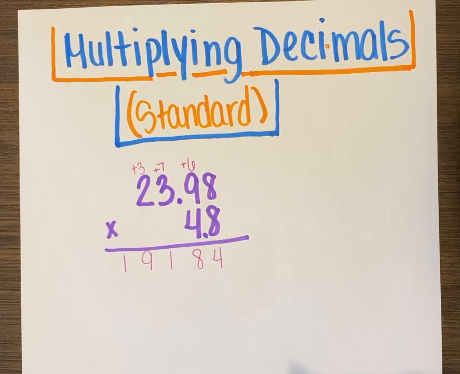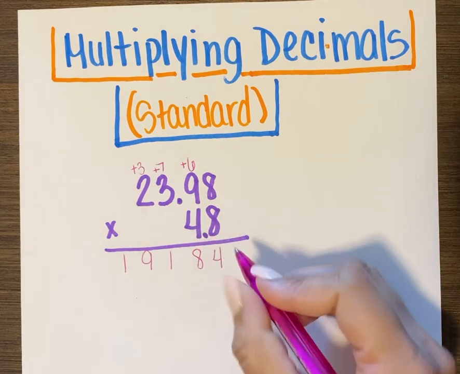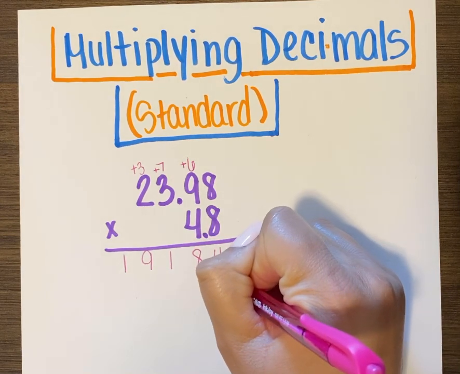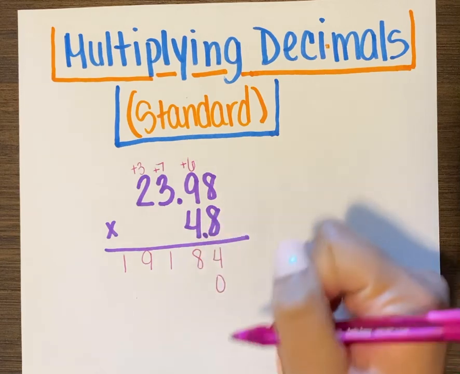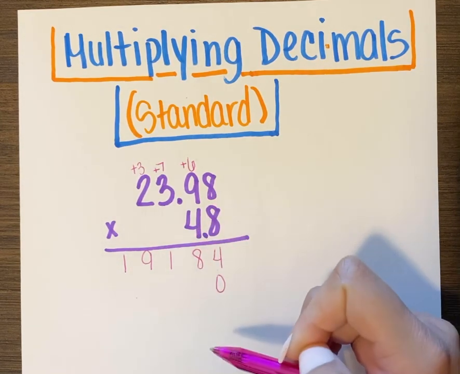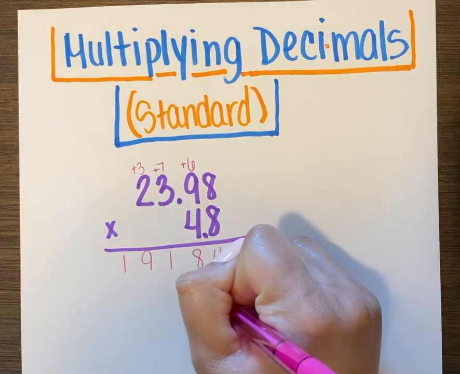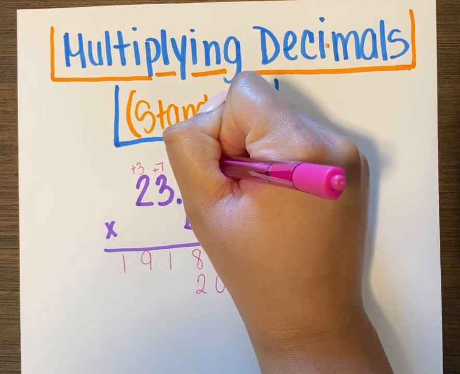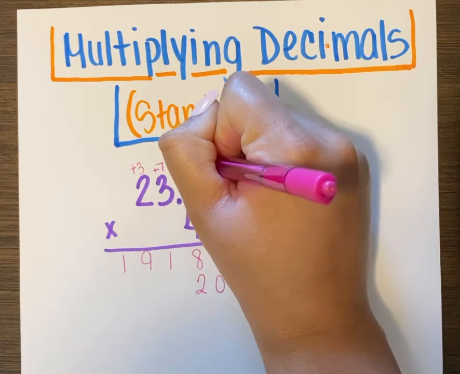All right, now moving on. We're gonna go ahead and put a placeholder 0 here because we've moved over one place, and we know that as we move to the left in place value, that's times 10. And if we move to the right, that's divided by 10. Place value is in powers of 10. Okay, so that's why we put a 0 here. 4 times 8 is 32. I put a 2 and carry my 3. I'm done with that.